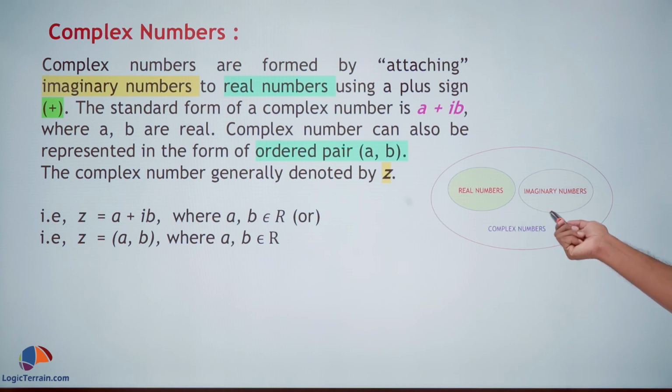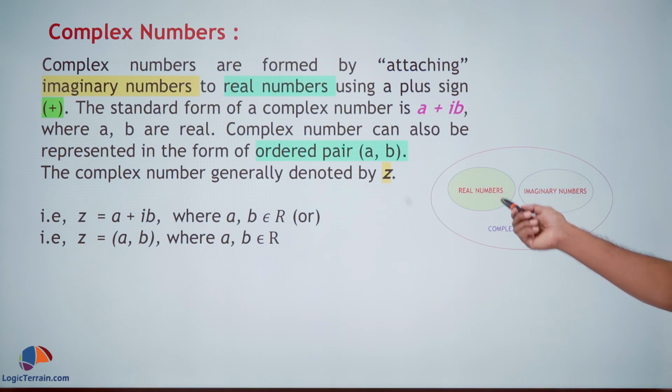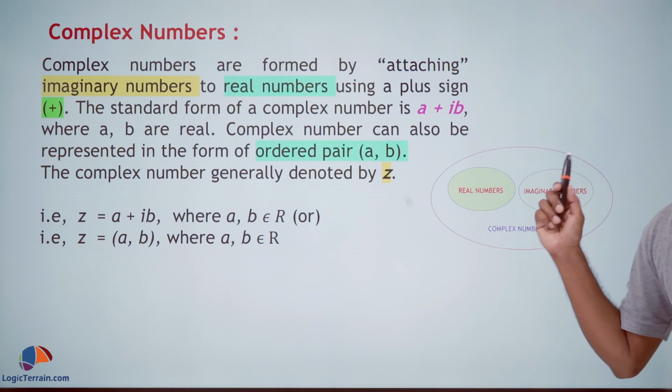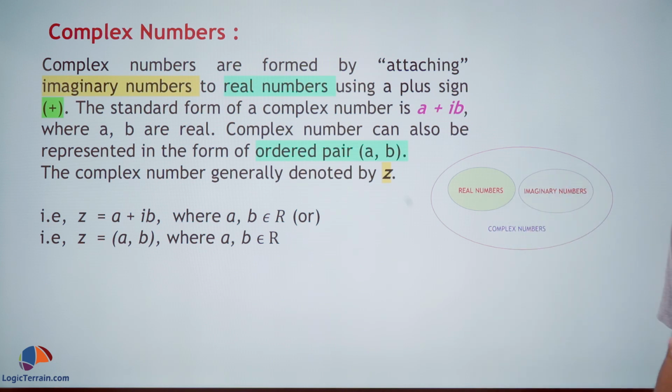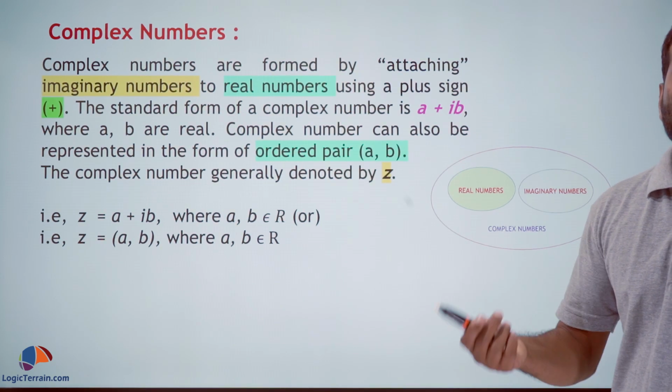Here you can see the real number set, imaginary number set, and complex number set, which means complex numbers are equal to the union of real numbers and imaginary numbers. So in other words, you can say complex numbers are a superset of all other number sets.